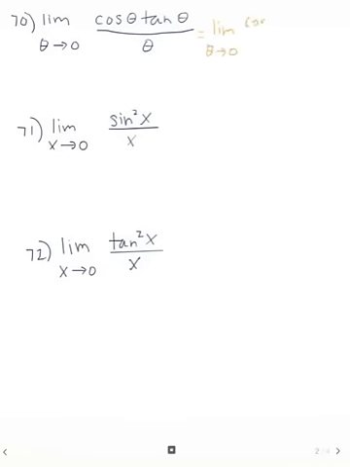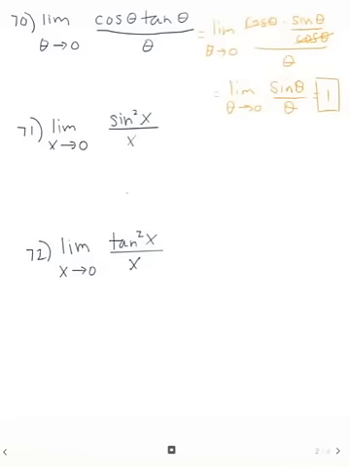We have cosine of theta times sine of theta over cosine of theta, all over theta. And what I see happens here is that the cosine thetas cancel out, and I'm left with the limit of sine theta over theta as theta approaches 0. It's one of our special trig limits. And the answer is 1.